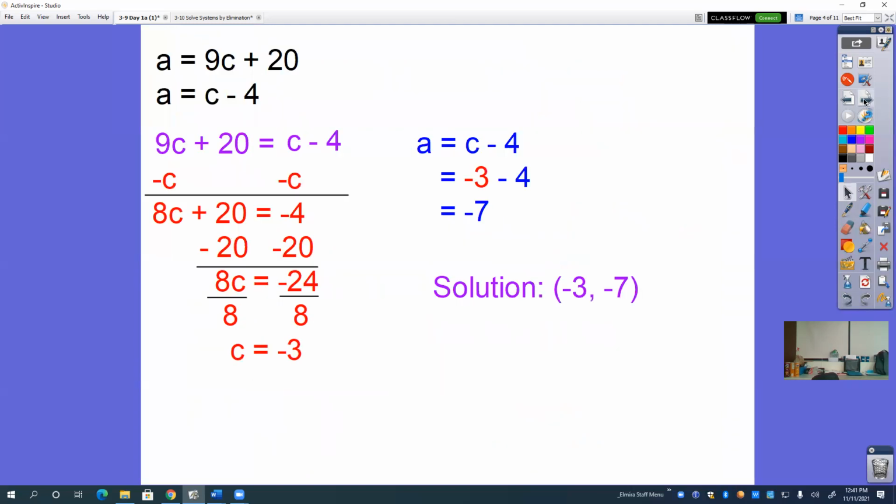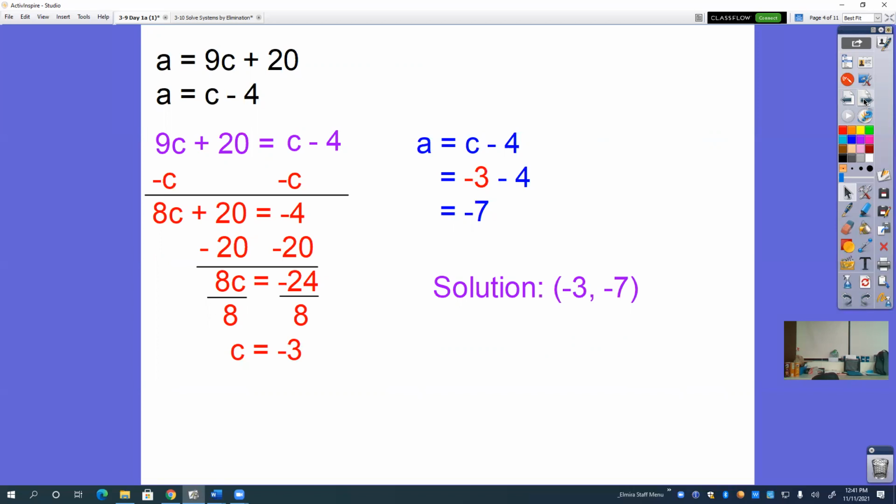Okay, so let's try another. As you can see here, we have them set again. a equals 9c plus 20, and a equals c minus 4. So again, we set them equal to each other. 9c plus 20 equals c minus 4. This 1c is the smaller variable, so we want to cancel out that variable by subtracting a c from both sides. Leaves us with 8c plus 20 equals negative 4.